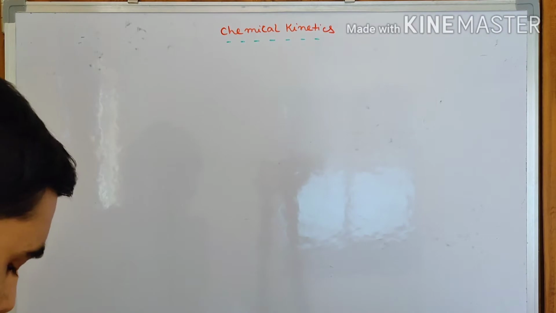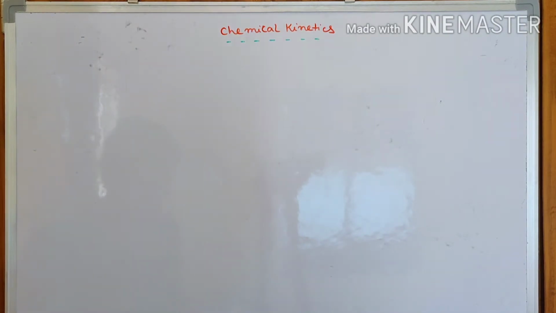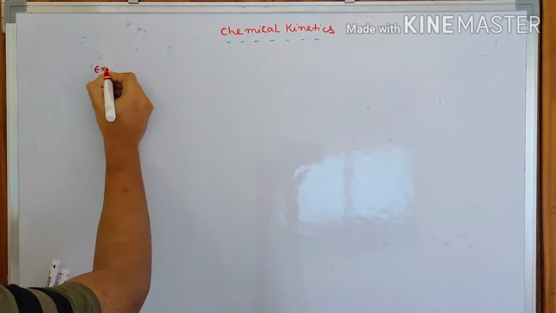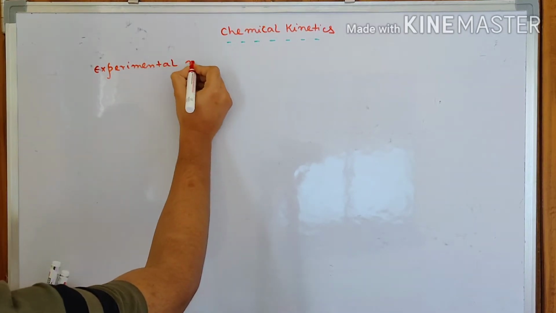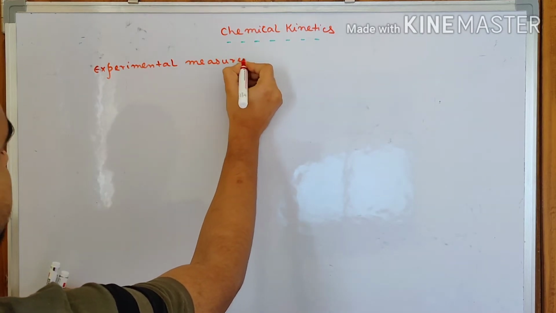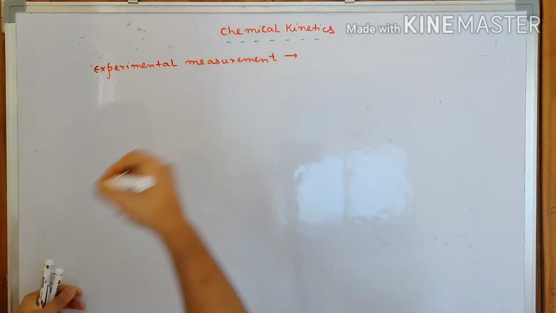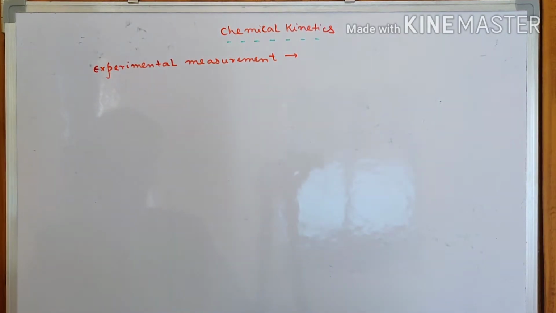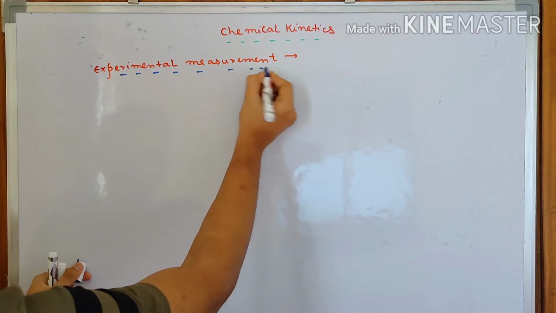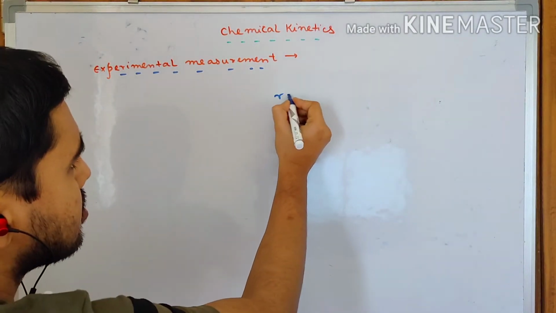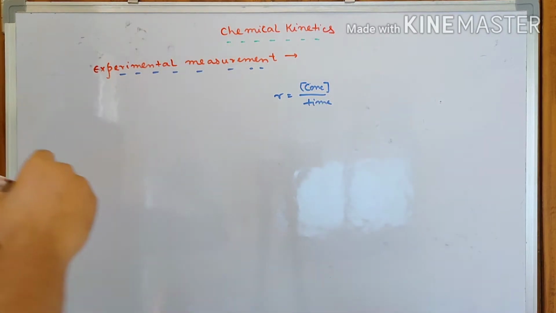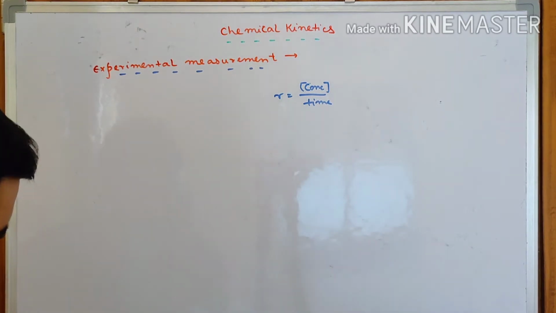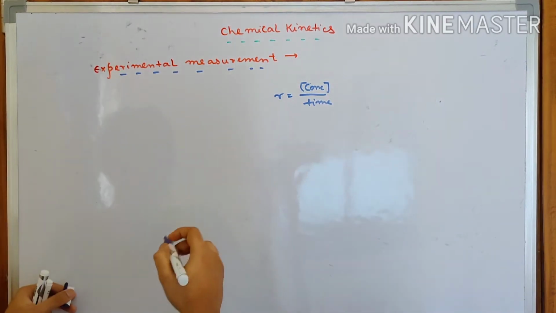Now, after knowing the rate of the reaction, today we are going to look into the experimental measurement of reaction rate. We have already said that rate means it is the concentration by time. So obviously we can do it graphically as well. In that case, what we used to do is this.